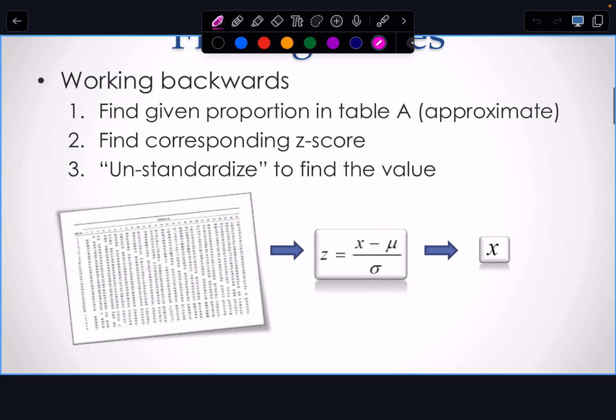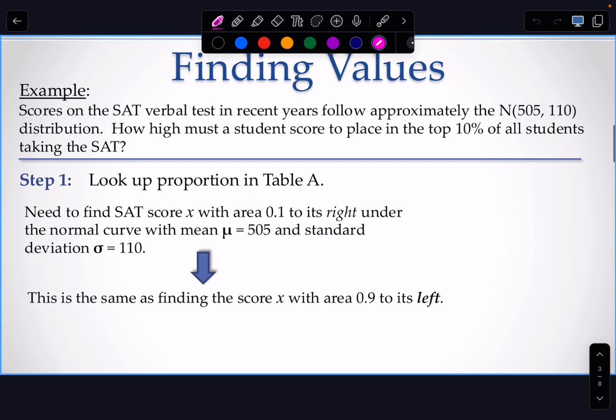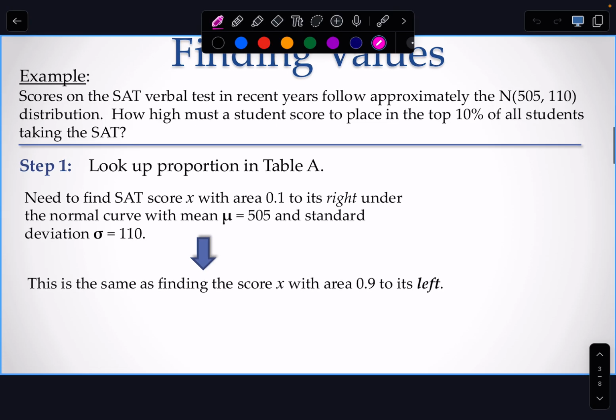So since we've already talked about most of the processes involved in these normal distributions, we're just going to jump straight into an example today. So if I give you the example, scores on the SAT verbal test in recent years follow approximately a normal distribution, mean of 505, standard deviation of 110. How high must a student score to place in the top 10% of all students taking the SAT?